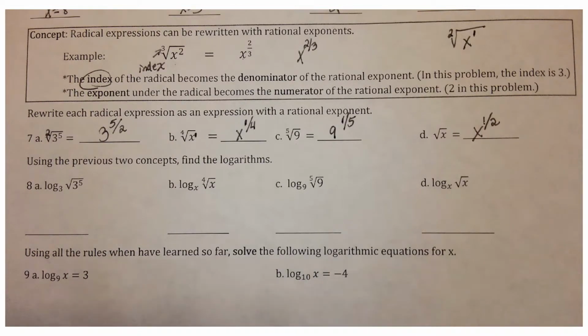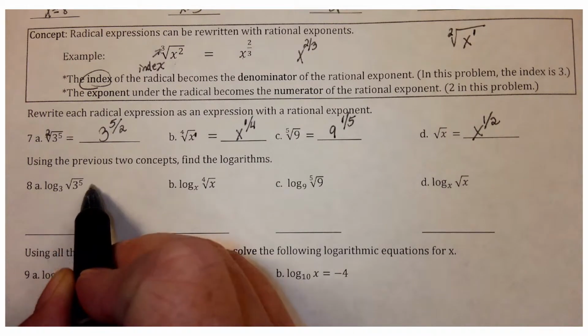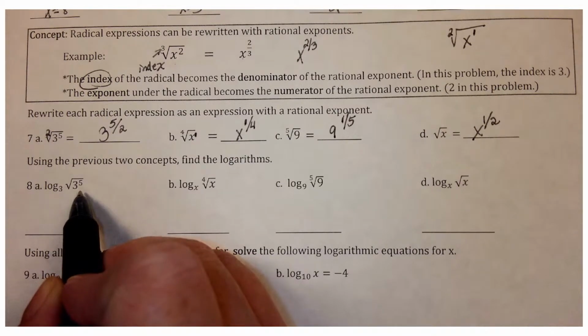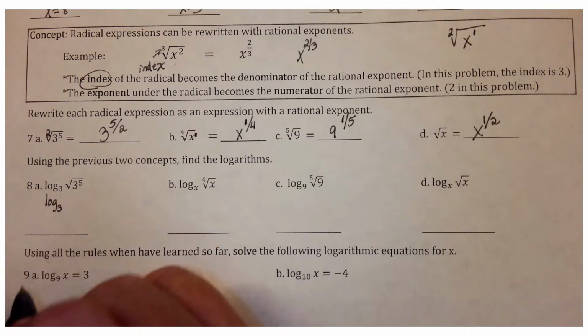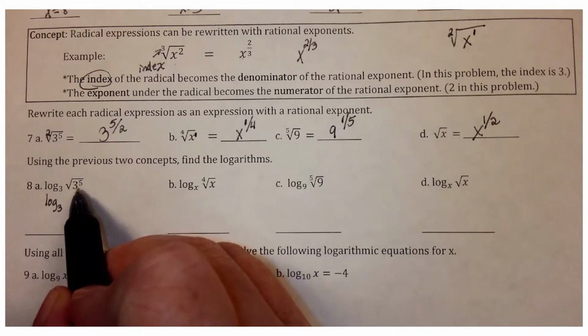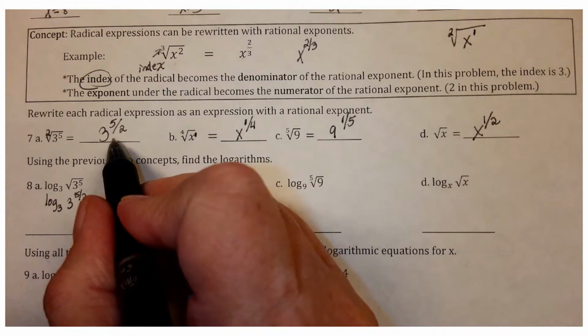So now that we've practiced just converting a radical to a rational exponent, let's talk about how this relates to logarithms. What I first want to do, and this will happen every time that you see a logarithm, is change that radical to a rational exponent. So this is going to be log base 3, so that part stays the same. But this square root of 3 to the 5th is going to change to 3 to the 5 halves. And we actually just did it right there.